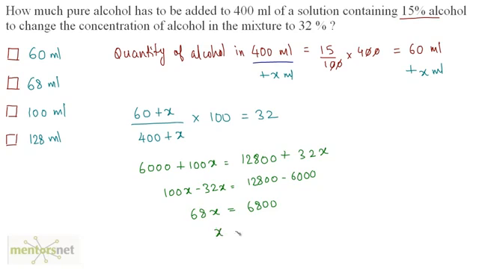So therefore x is equal to 6,800 by 68. This gets cancelled out and what remains is 100. So therefore x is equal to 100. So we must add 100 ml of alcohol to this solution in order to make the concentration 32% alcohol.